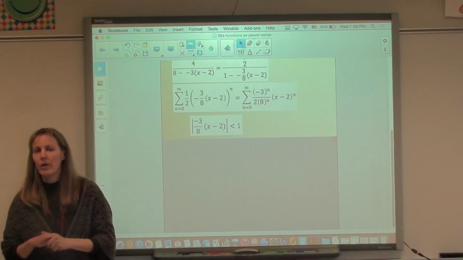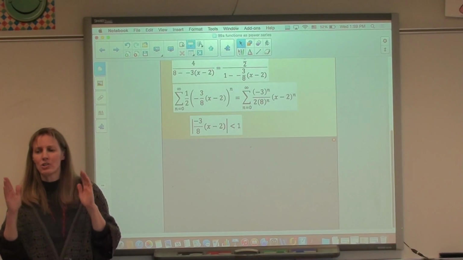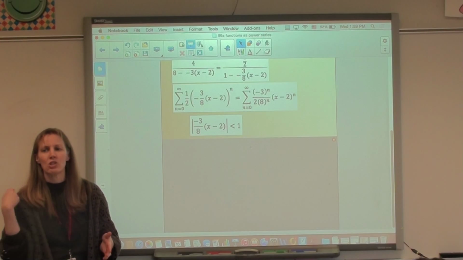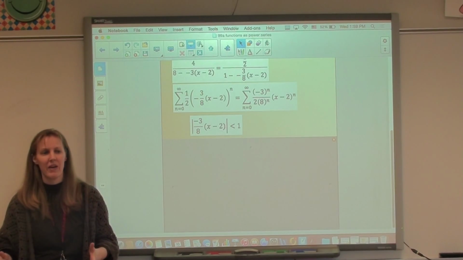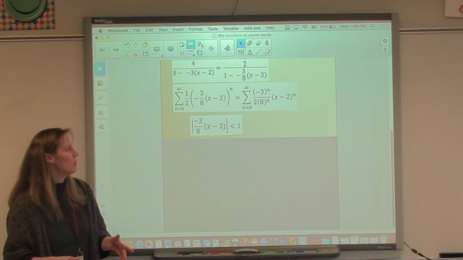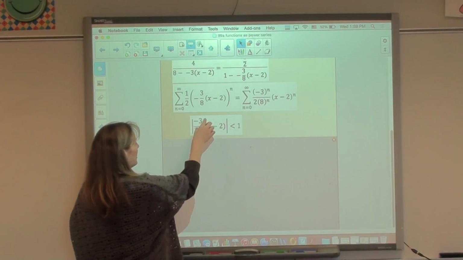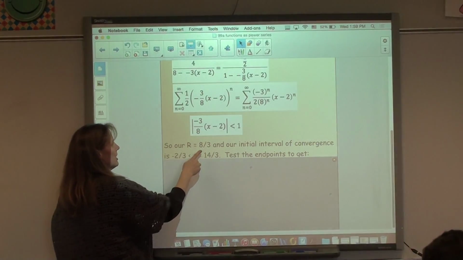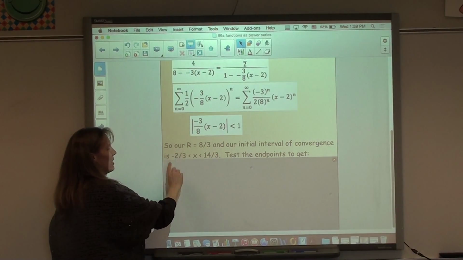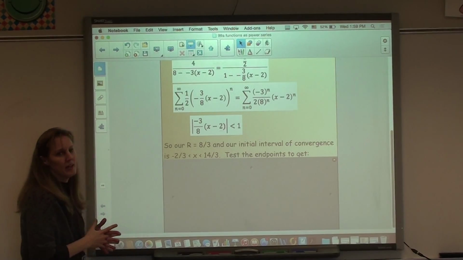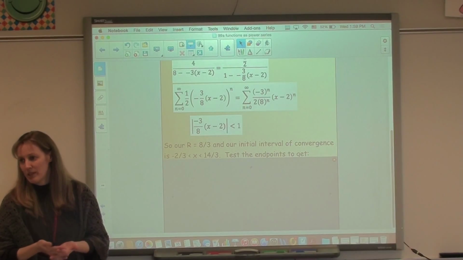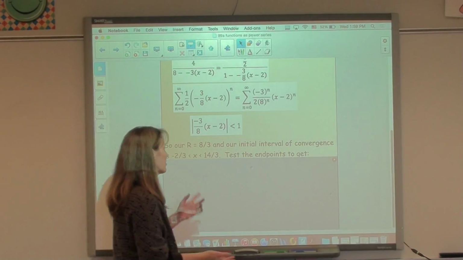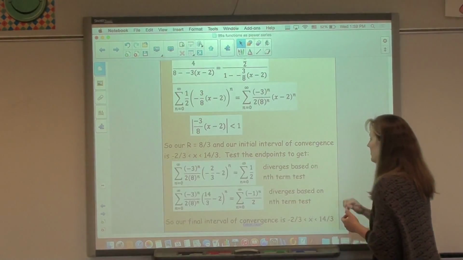No. As a matter of fact, whenever you are doing these tests, the first thing I want you to do is drop that negative. Don't start distributing it in, because when you take an absolute value, it's gonna vanish anyway, right? So ignore the negative, just think about the 3/8, multiply by 8/3, so you end up with a radius of 8/3, and then your interval of convergence is from negative 2/3 to 14/3. I chose to test the endpoints, they both diverged. So you end up with a final interval of negative 2/3 to 14/3.